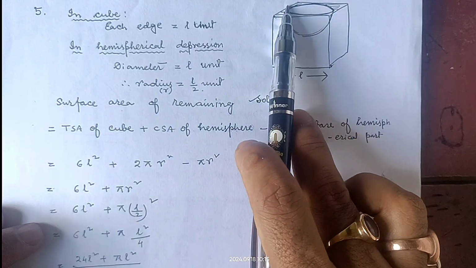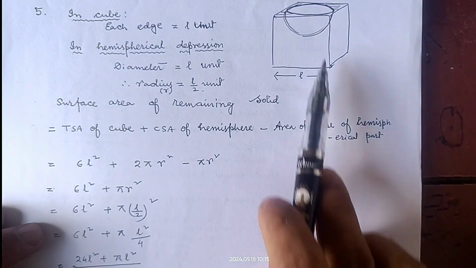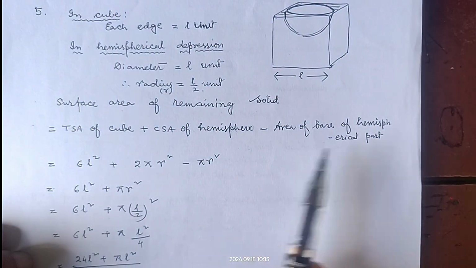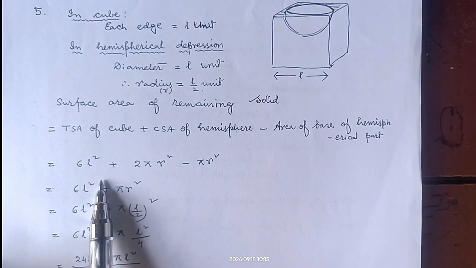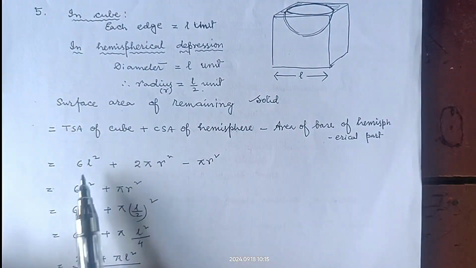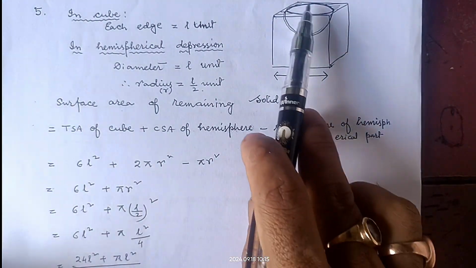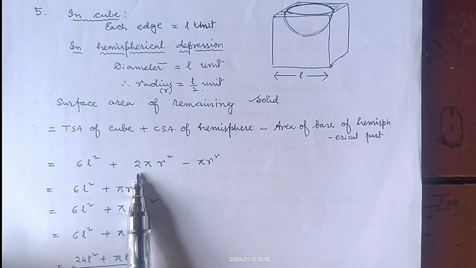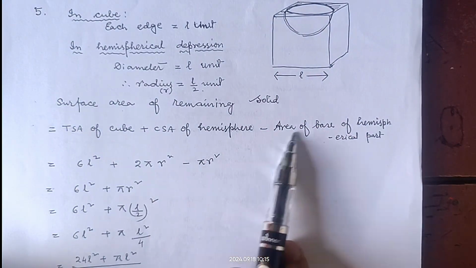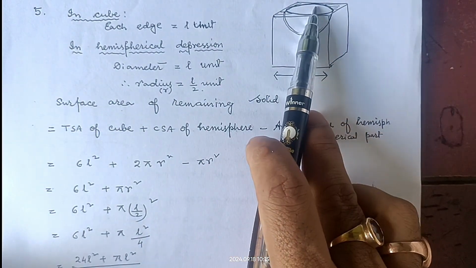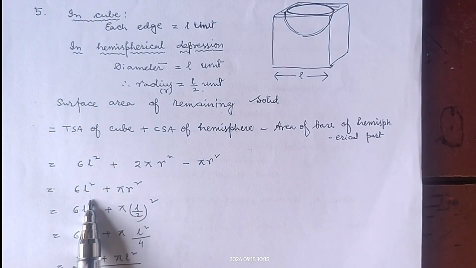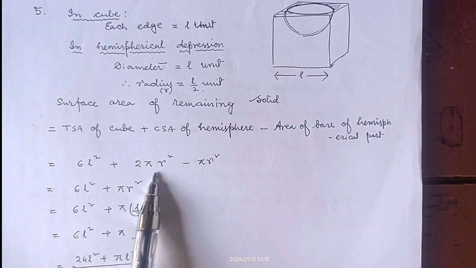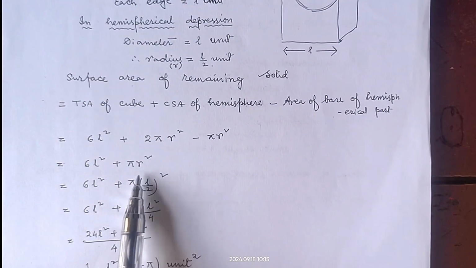So this part has to be removed, so it will be minus the area of the base of the hemispherical part. Now the curved surface area of the cube is 6 side square. Here the side is L, so 6L square, plus in the case of the hemisphere the curved surface area is 2 pi r square. The area of the base is a circle, so it will be pi r square. So it will be 6L square plus 2 pi r square minus pi r square, which will give pi r square.